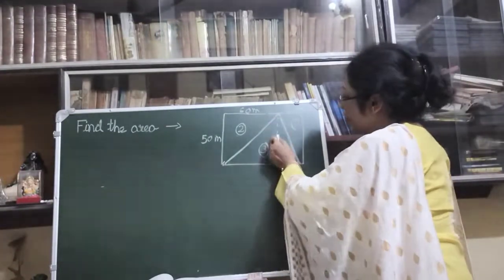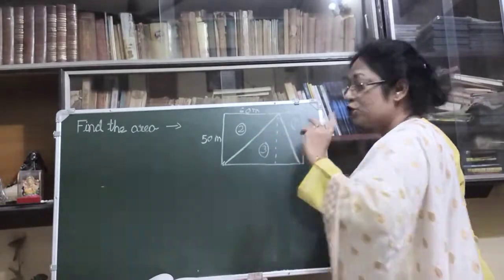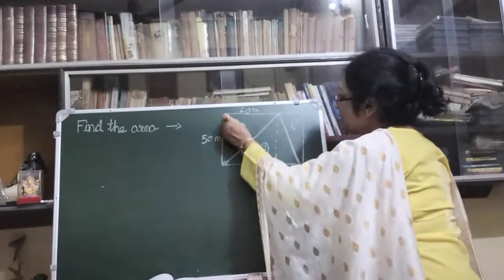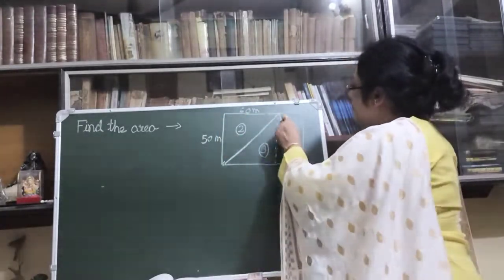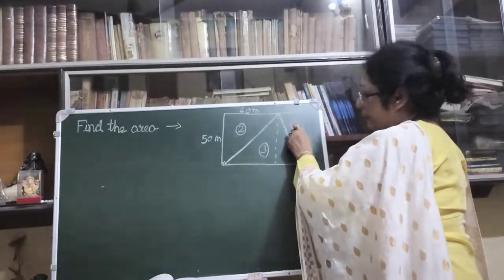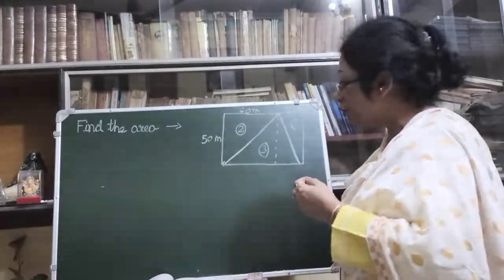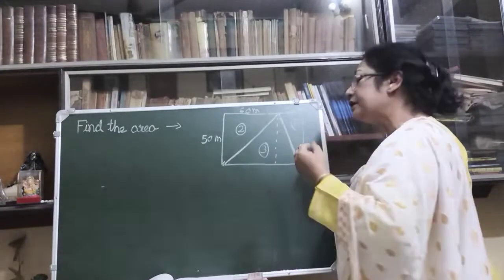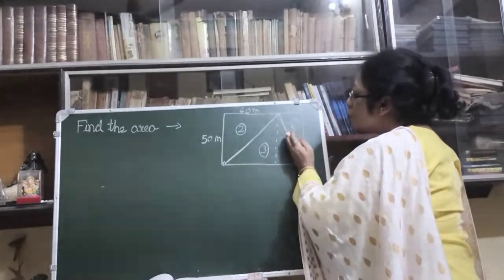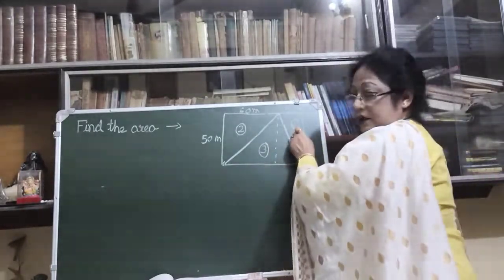Now you can see I have drawn a dotted line, and this dotted line divides this rectangle into two parts. This one is the smaller rectangle and this one is the bigger rectangle. And this line divides it into two parts, that is half. This is number one. If we want to find out the area of triangle number one, then what will we do? We will find just half of the smaller rectangle, right? Because this line is dividing the smaller rectangle into two parts. So half of the smaller rectangle is the area of triangle one, right?